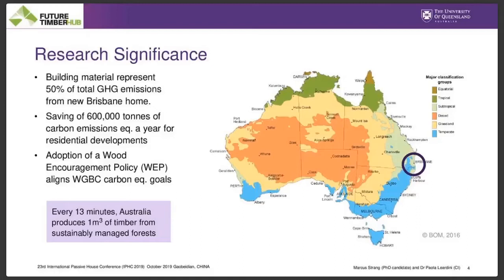And so in Brisbane, 50% of greenhouse emissions occur in new Brisbane homes, so it's just purely minimum compliance. And as we build more high performance buildings, this operational energy reduces, and the building material represents a far greater ratio. So we need to start looking at what we build the buildings out of. So just for your information, Australia is able to produce 1 cubic metre of timber from sustainably managed forests every 13 minutes. So we produce a lot of timber that is perfect to use for the structure of the building.